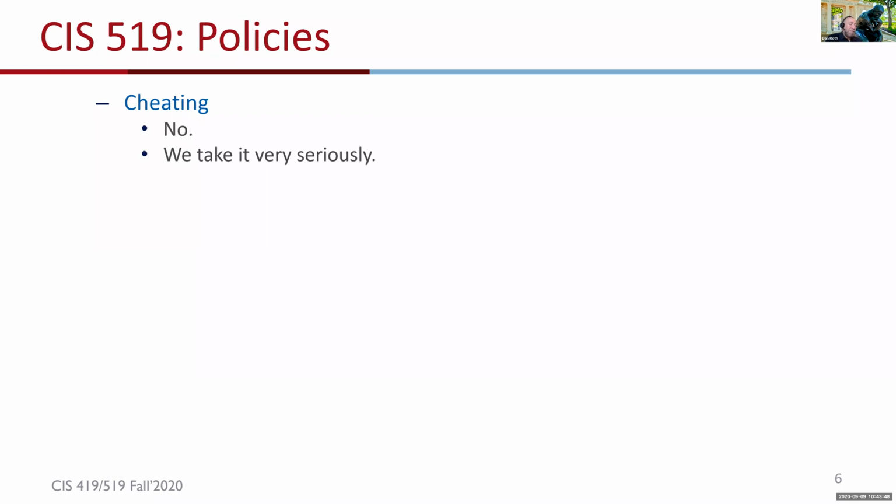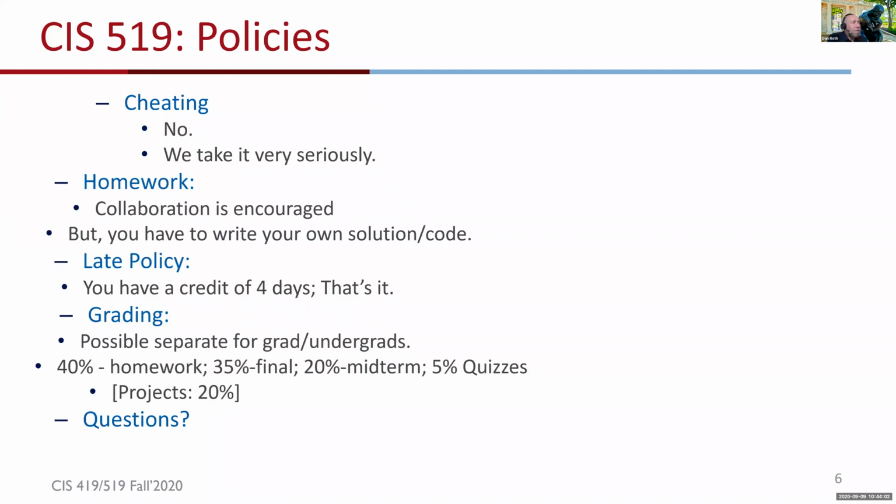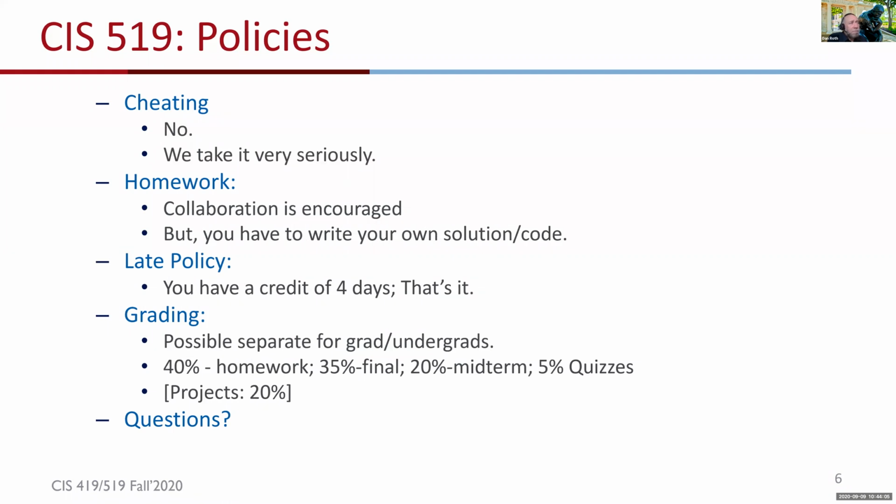However, this is not a mandatory class. So my assumption here is that you are all adults and you want to be here because you want to study machine learning. So you're going to take this seriously, you're going to make an effort, and I'm counting on that. Other policies. Homework. As we said, collaboration is encouraged, but you have to write your own solution and code. So that's really important. This is where learning is being done.